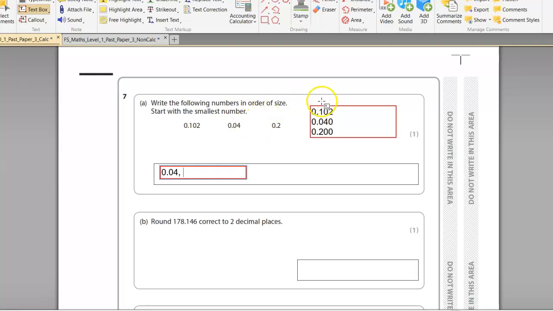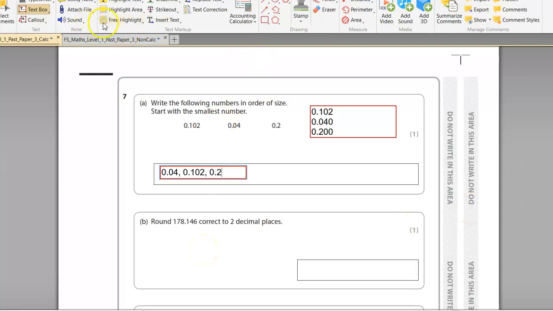And then still looking at that first column after the decimal point, one number's got a 1 there, one number's got a 2, so the number that's got a 1 in that position is going to be the next biggest number, which means 0.2 has to be the biggest number.